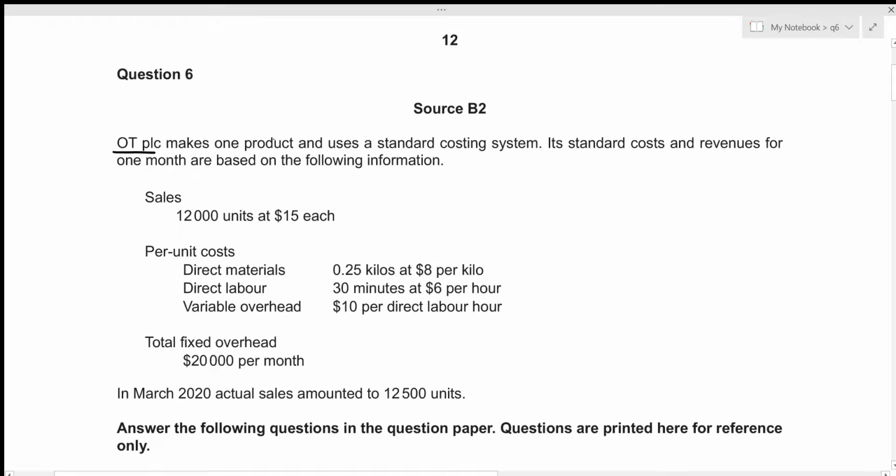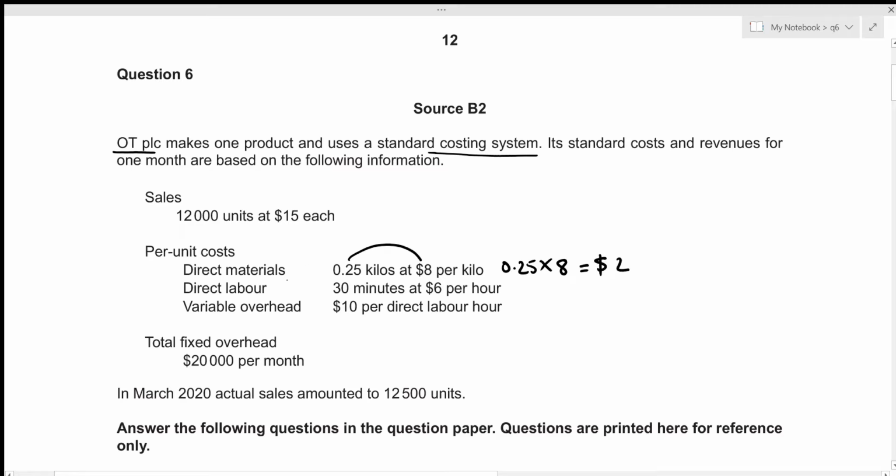OT PLC makes one product and uses a standard costing system. Its standard costs and revenues for 1 month are based on the following information. So sales is 12,000 units at $15 each, and the per unit cost for direct materials is 0.25 kilos at 8 per kilo. Let's figure out the per unit direct material. That's just going to be the product of these two values, right? Because each unit would require 0.25 kilos and the per kilo rate is 8. So that's going to be 0.25 times 8, which results in our direct materials per unit to be 2.